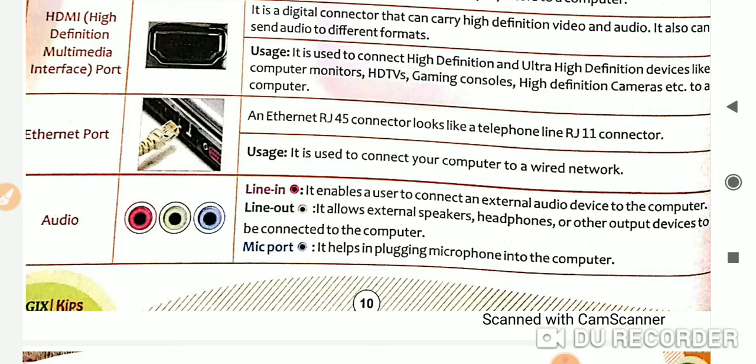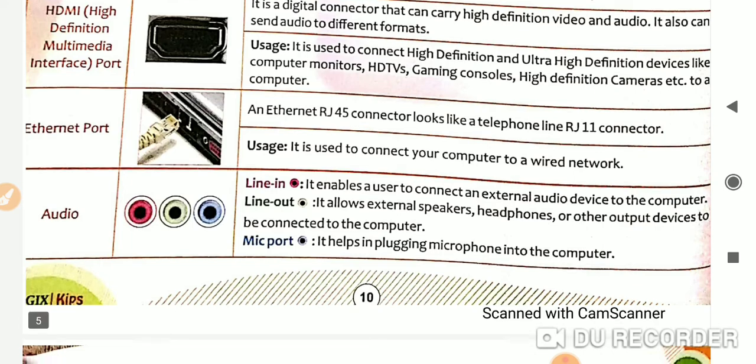Next is audio. There are three ports: line in, line out, and mic port. Line in enables a user to connect an external audio device to the computer. Line out allows external speakers, headphones, or other output devices to be connected to the computer, whereas the mic port helps in plugging a microphone into the computer.